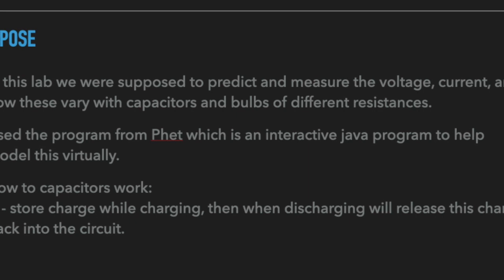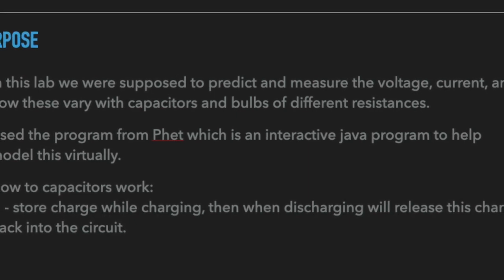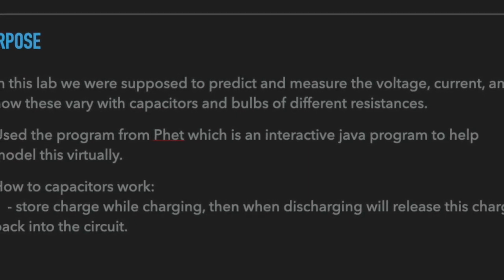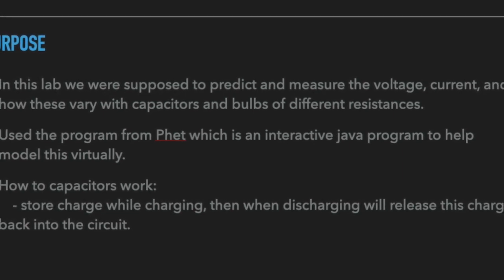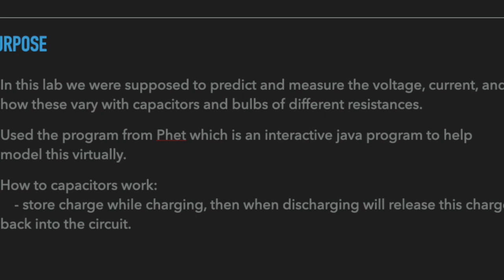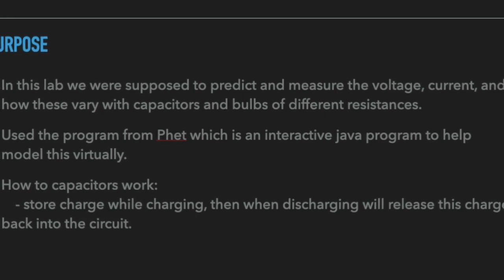program. Capacitors work by storing electrical energy. When charging, electrical energy is stored on the plates of the capacitor and will reduce the current in the circuit. However, when discharging, this electrical energy will again be released into the circuit and current will go up again.